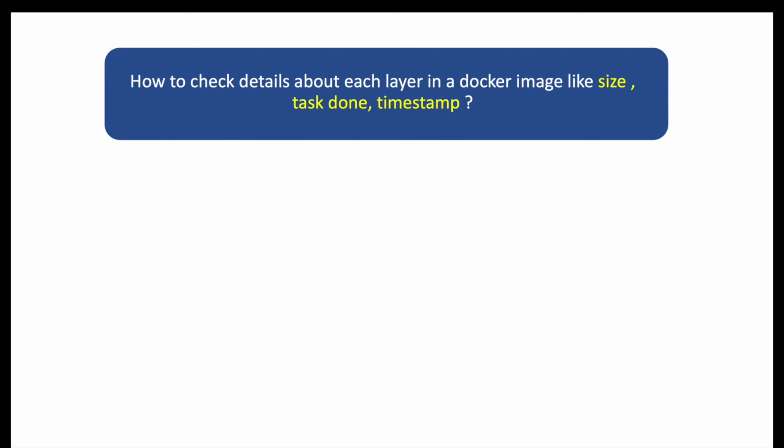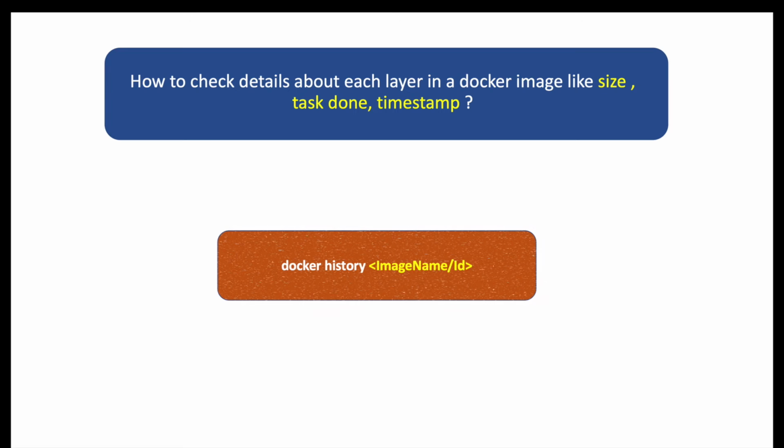Our next question is how to check details about each layer in a Docker image, like its size, task done, and timestamp. We have used docker inspect to get details about a Docker image, but that command cannot be used to get information about each layer. There is a command to get the required details about each layer, and that command is docker history. Let's see how it works.